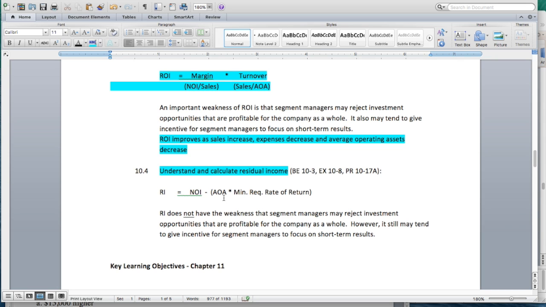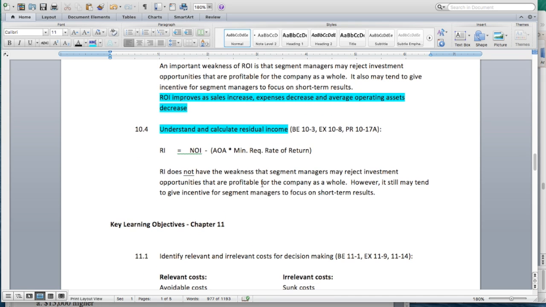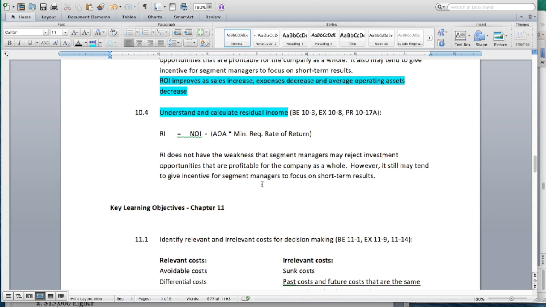Yeah, and then I think there's about one question on residual income, so just know the formula. NOI minus average operating assets times the minimum required rate of return. Oh, and so what is average operating assets? What is included in that? It's all the assets that you're going to need to operate. So that can be cash, receivables, inventory, the property, plant, and equipment that you're using to make your products. All these things that you'd be using would be included in your average operating assets.